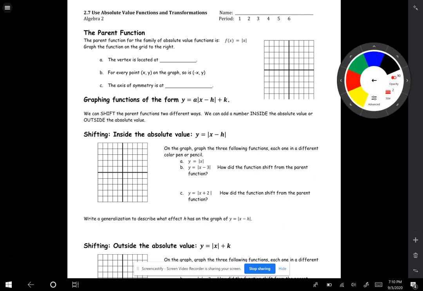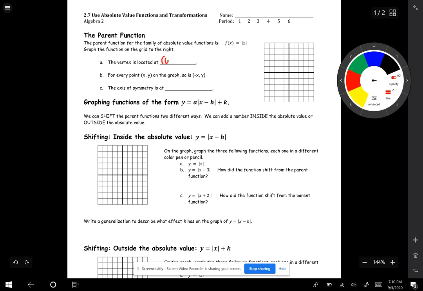We are going to graph the function on the grid to the right. The vertex of the parent function is (0, 0). And remember, f of x is just a fancy way of saying y. We are going to plot the vertex. For every point (x, y) on the graph, so is (-x, y), meaning the opposite of x is true and y stays the same. And the axis of symmetry is at x equals 0. I will point that out once we graph it.